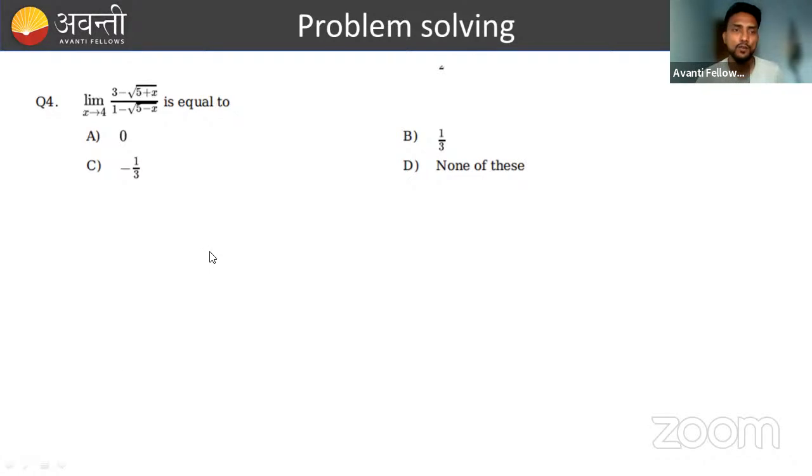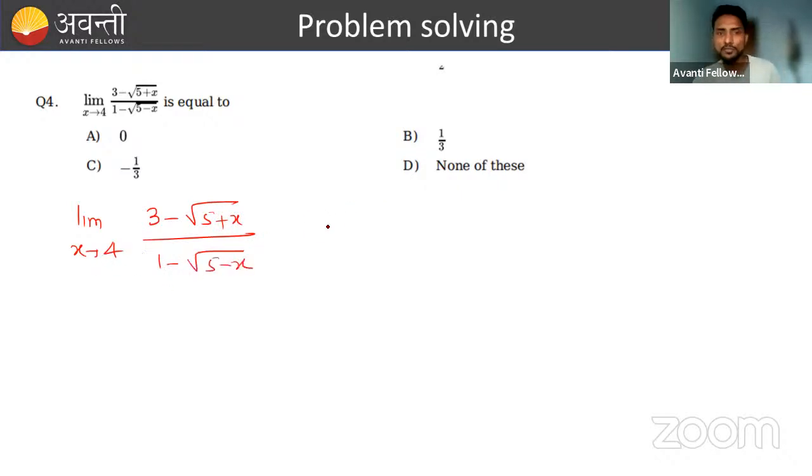Okay, very good. So now this question. This is limit x tending to 4 of (3 minus root of 5 plus x) divided by (1 minus root of 5 minus x). If you put 4 now, you will see this is 3 minus root 9, that is 3 minus 3, and 1 minus 1. So you will get 0 by 0 form. Okay, 0 by 0 form.